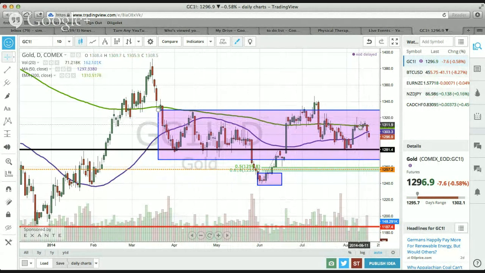Turns out that this was a distribution pattern. After we had the inverted hammer off the 200 exponential moving average, which was a resistance level of sorts, we saw a small, narrow range form. That's often indicative of distribution, meaning sellers are quietly unloading. And when we see that, we know a bigger move down is coming. So that pattern has played out.